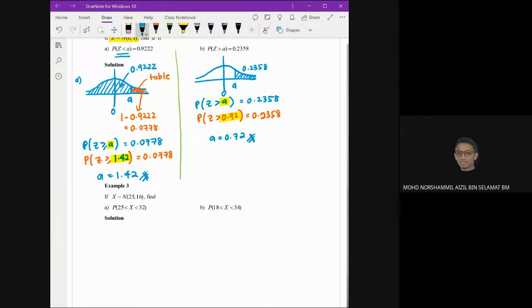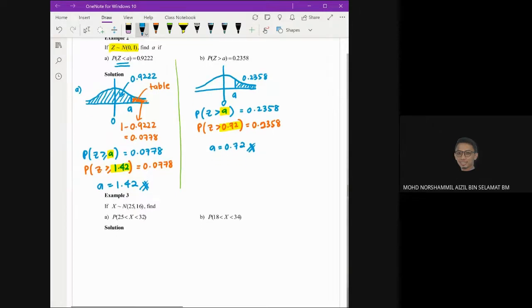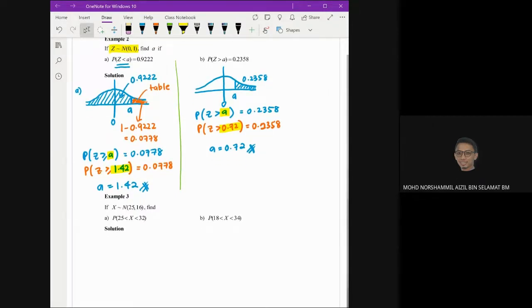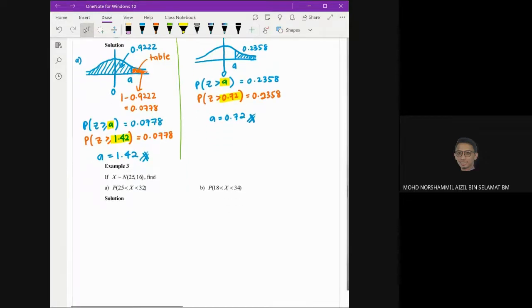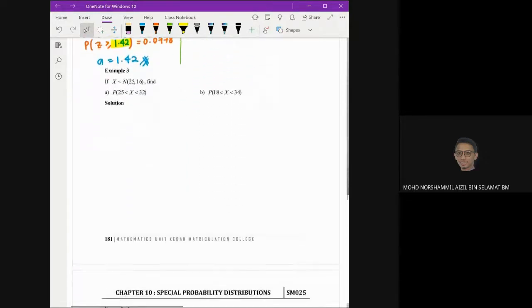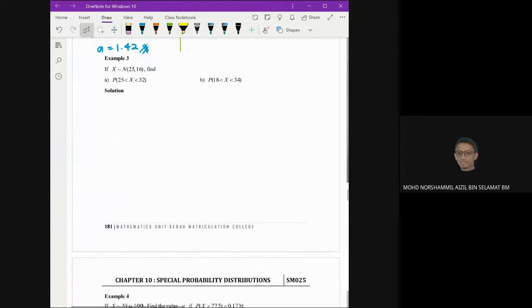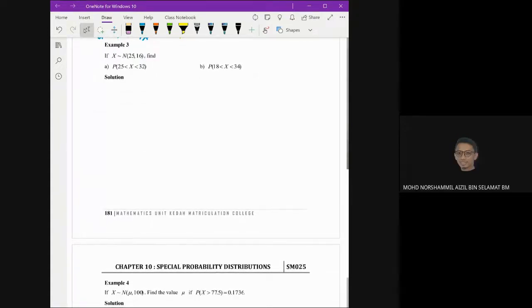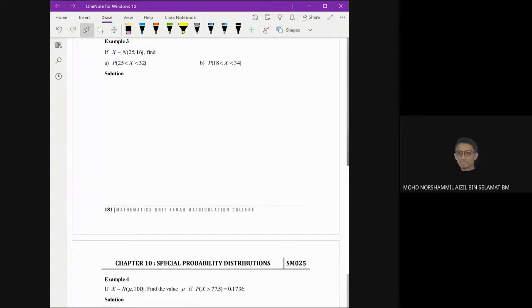Any question regarding this example? Can we proceed? Alright, let's proceed with example number 3. Example number 3 is kind of a real life situation.